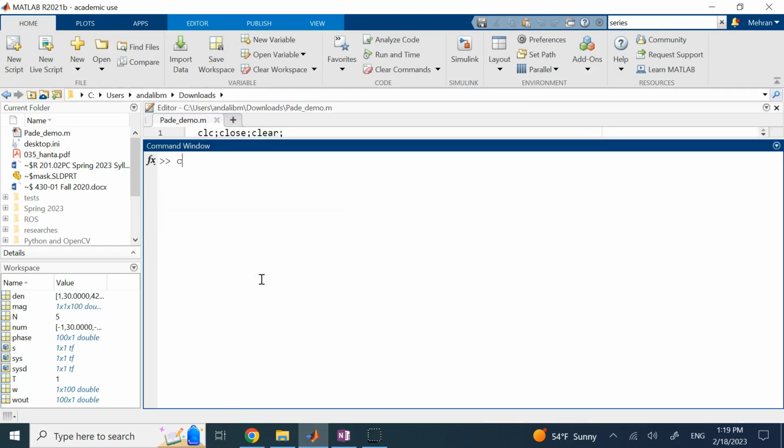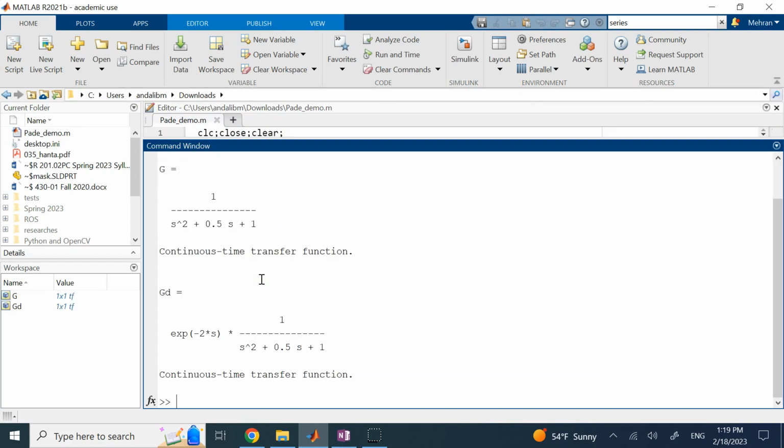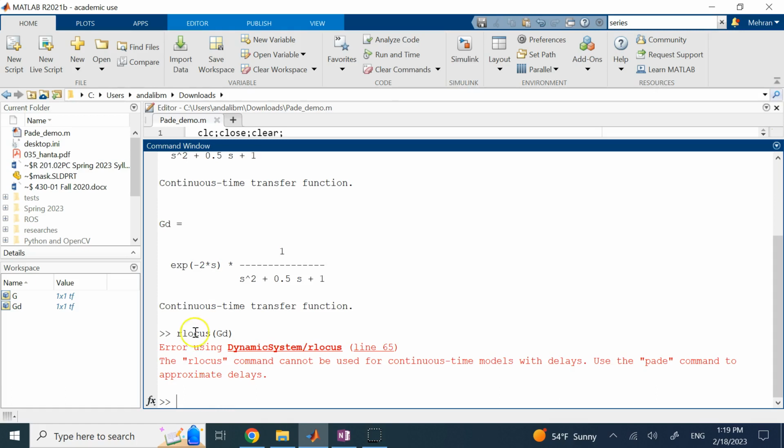And here, let me show you that. So here I create the system with delay, as you can see, and all I need to do is to say rlocus of GD, right? And look here. You see, the rlocus command cannot be used for system with delays. Use Padé command. And this is exactly what we're going to discuss.